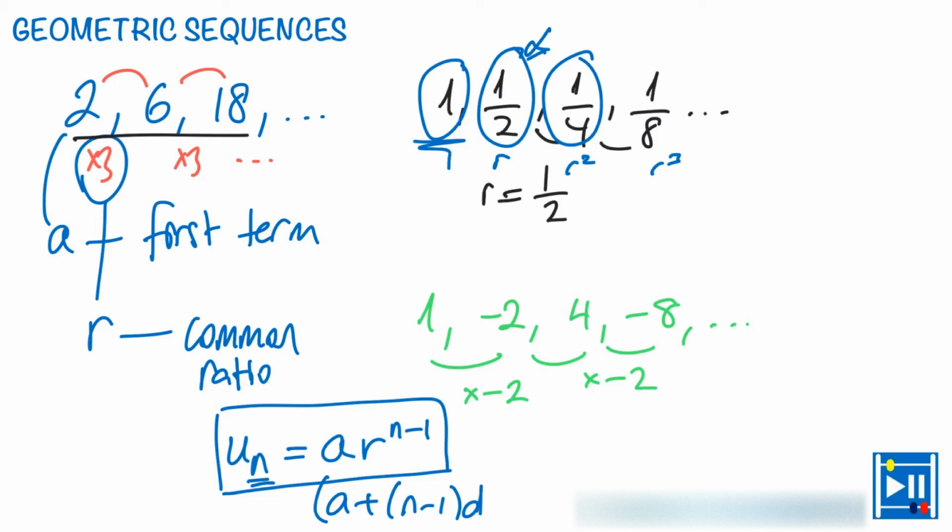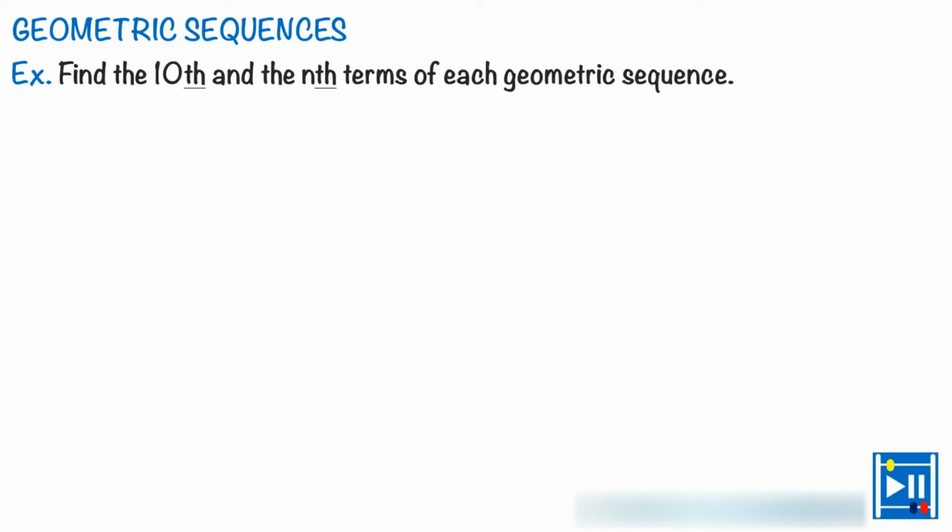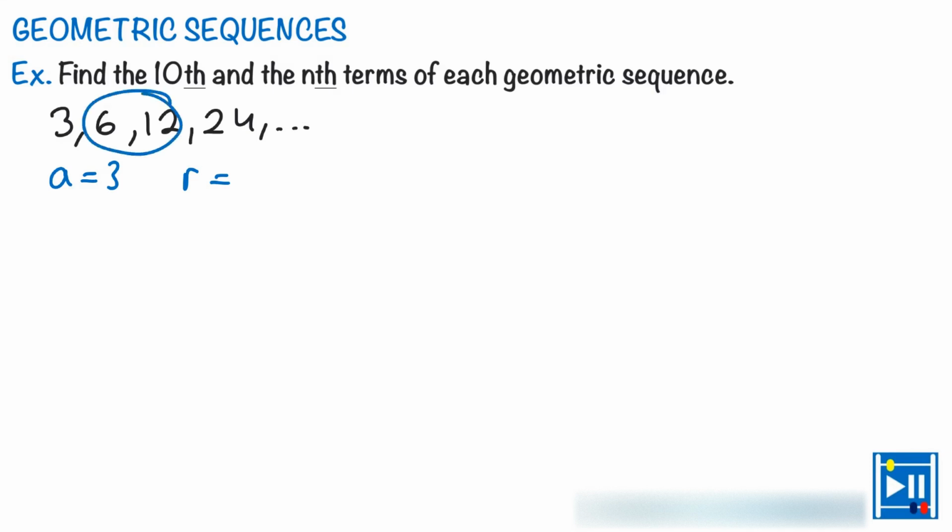Let's see some examples. So let's find the 10th and the nth terms of each geometric sequence. The first one will be 3, 6, 12, 24, and so on. Well, we need to write down the first term, which is 3, and the common ratio. For the common ratio, all I have to do is to pick 2 consecutive terms, like these two, for example. You can pick any 2 and write the ratio. 12 over 6 is 2, so the common ratio is 2.